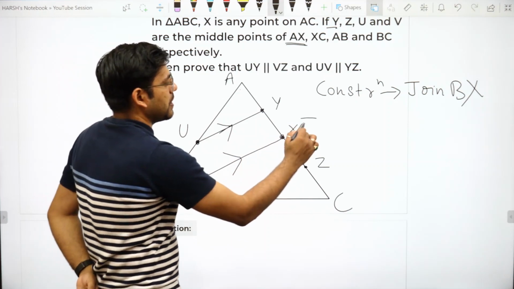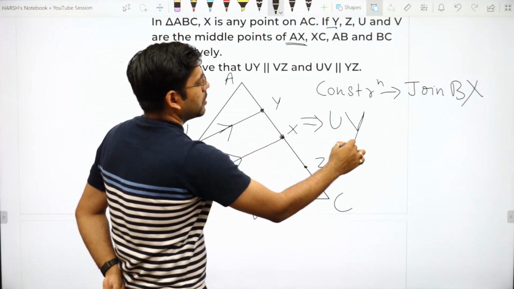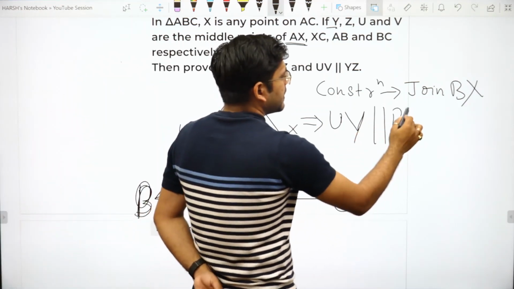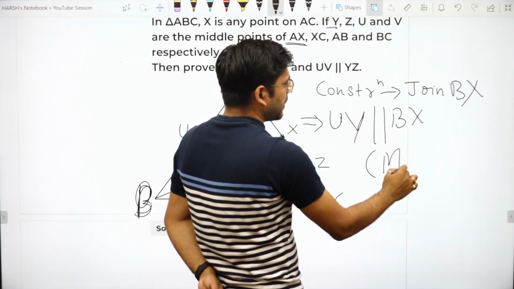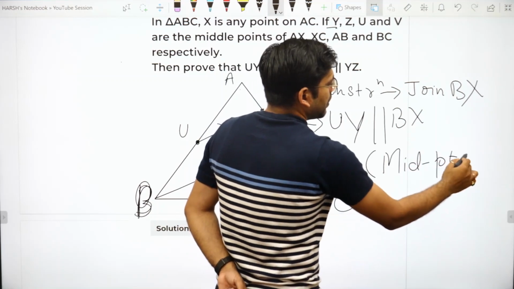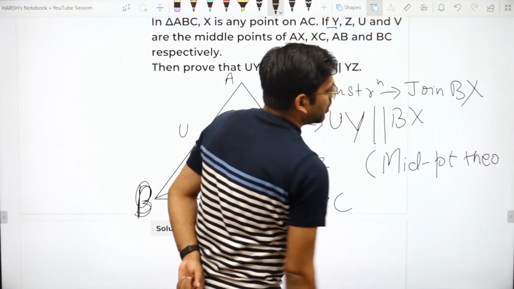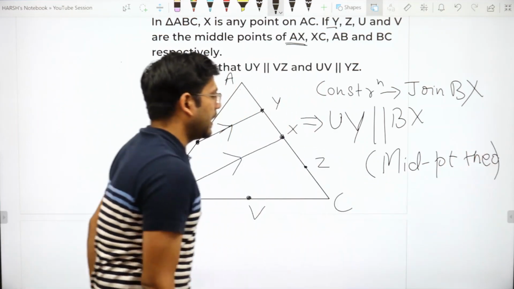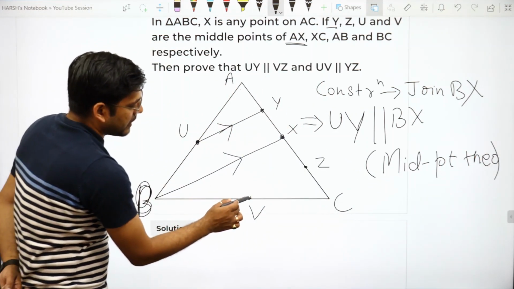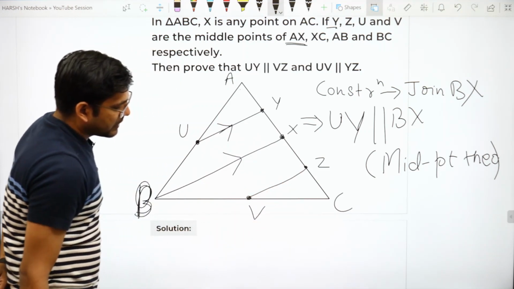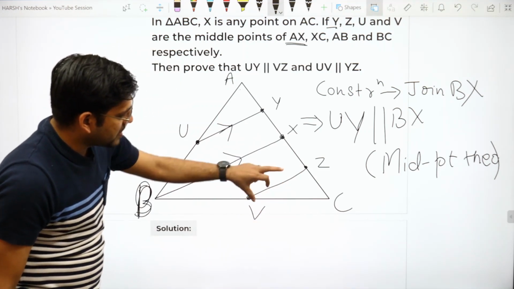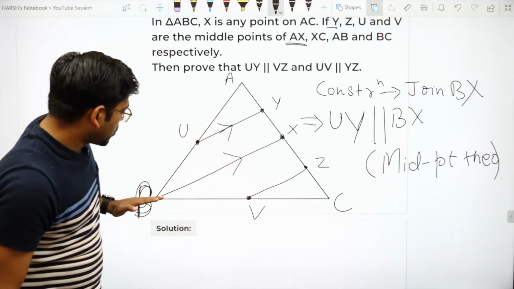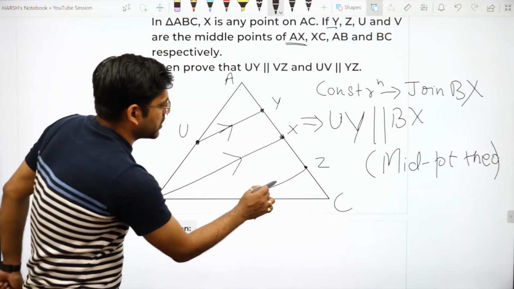So I'll write down this implies UI is parallel to BX, and the reason being midpoint theorem. Now this is midpoint theorem, and similarly here we will join this line, and since Z is also the midpoint and V is also the midpoint, BCX here also will be parallel.